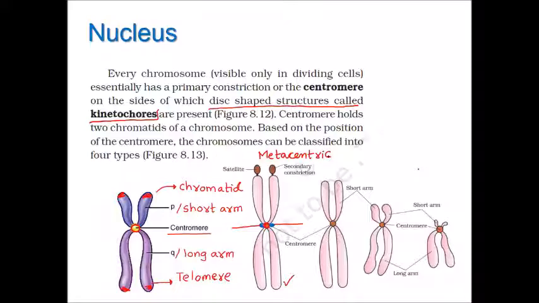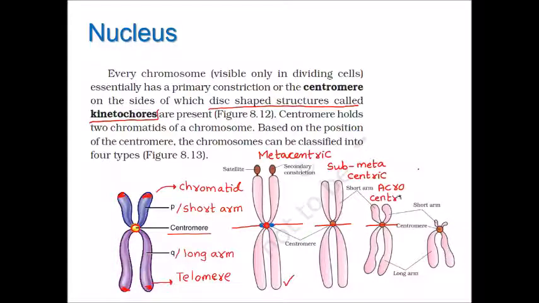In the next one, you can see here, it is slightly above the center, slightly away from the middle of the chromosome. This is called submetacentric. In the third one, it is further away from the center. It is somewhat close to the tip, but away from the center. There is a short arm and a long arm. This is called acrocentric.